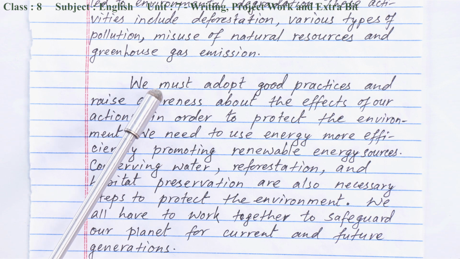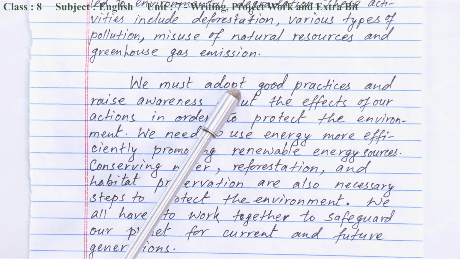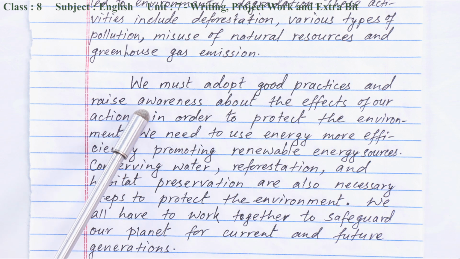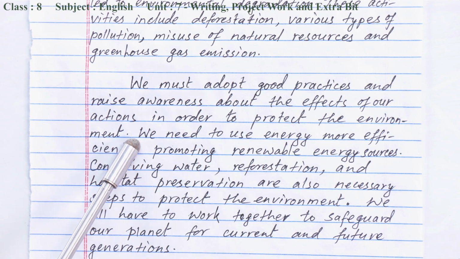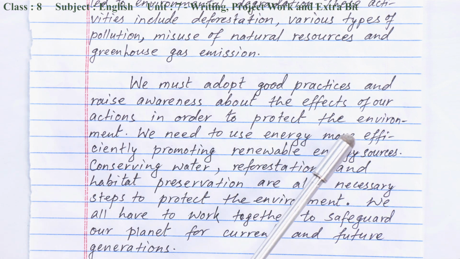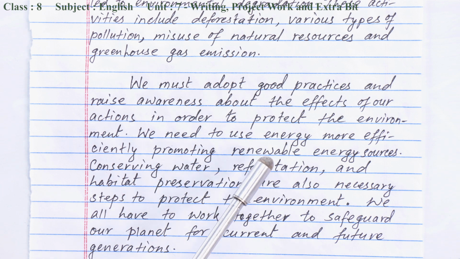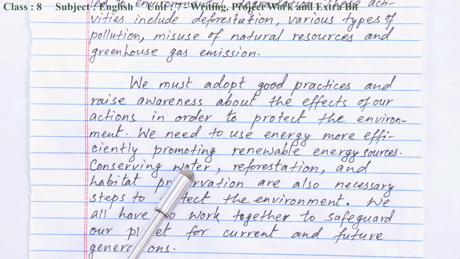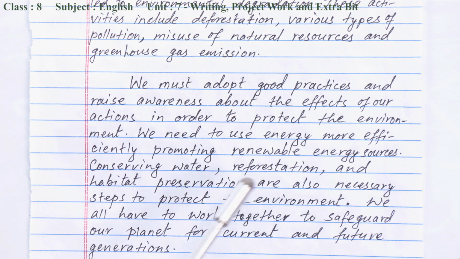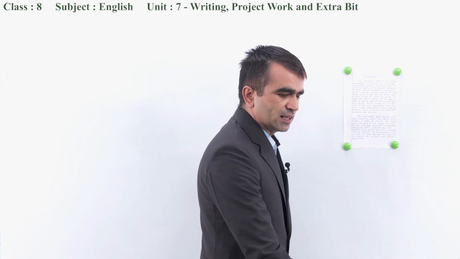Okay. Next paragraph. We must adopt good practices and raise awareness about the effects of our actions in order to protect the environment. We need to use energy more efficiently, promoting renewable energy sources. Conserving water, reforestation, and habitat preservation are also necessary steps to protect the environment. We all have to work together to safeguard our planet for current and future generations. Okay, that is what?